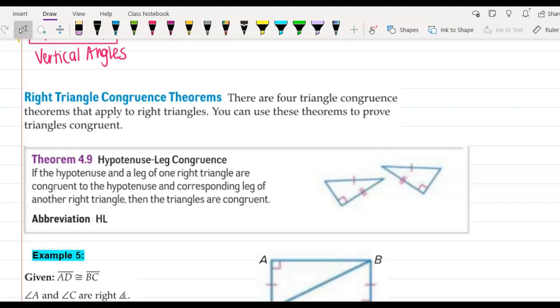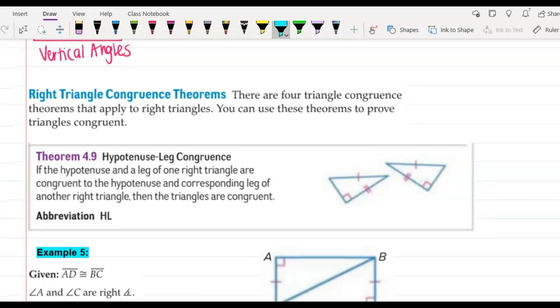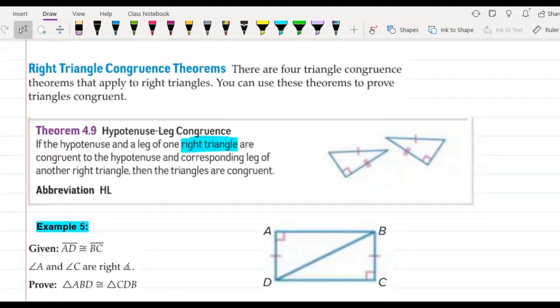So, hypotenuse leg, obviously we have a hypotenuse. So this can only be used if we have a right triangle, okay? All the other ones can be used if we have any sort of triangle. This one can only be used if we have a right triangle, okay? And the reason for that is, I'll get to that in a second. I need to explain something first.